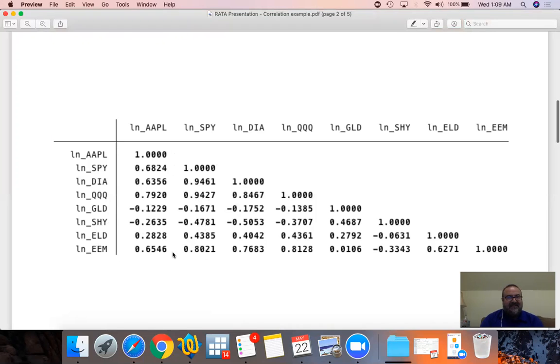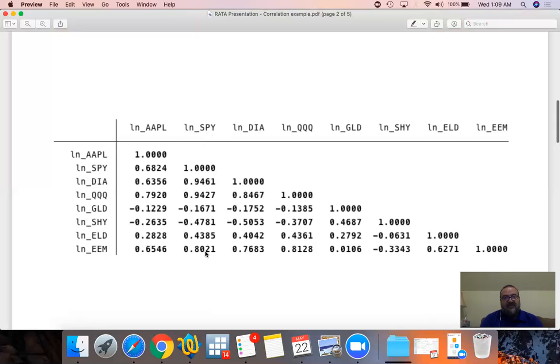Now, notice we don't have any statistical significance, and we don't have much of a statistical property other than the actual correlation coefficient. So we say there's a positive correlation between S&P 500 and EEM, emerging markets, and that correlation coefficient is 80%.